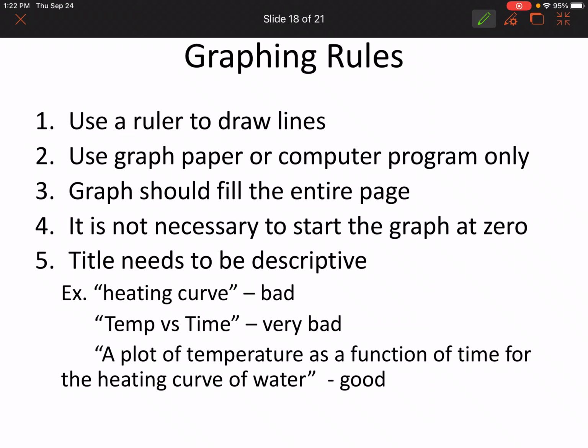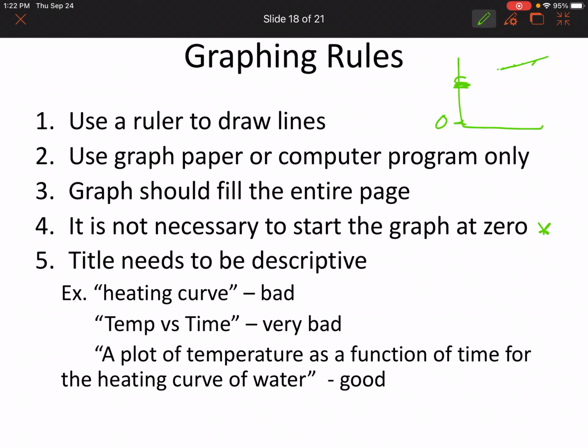It's not necessary to start the graph at 0. Sometimes people don't understand that, right? They'll have a graph and they'll start their scale at 0, and so then all their data points are up here, right? So that's not particularly useful. You could choose a scale that started at a value right there, for example, and you'd have a much nicer graph.